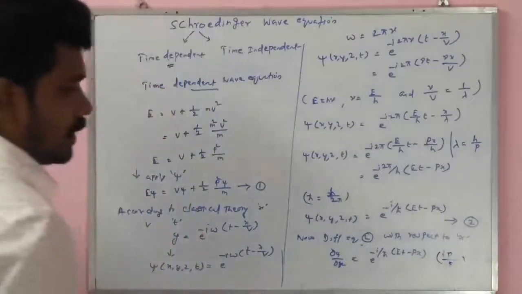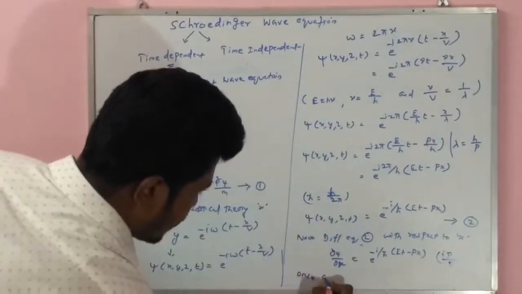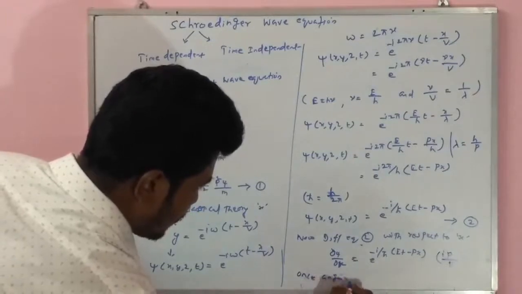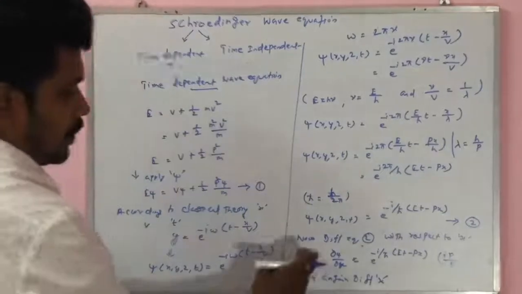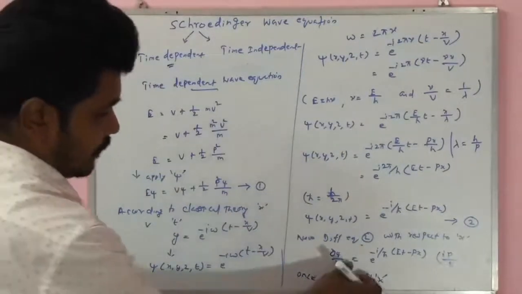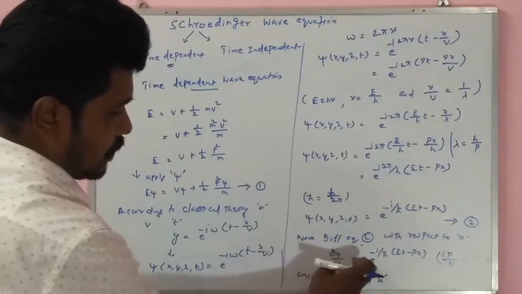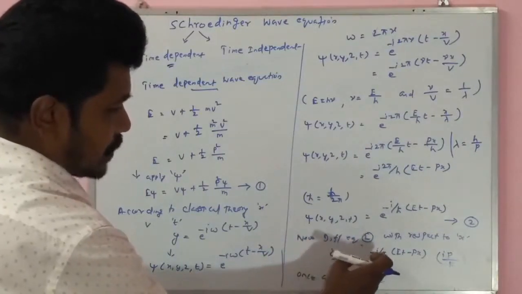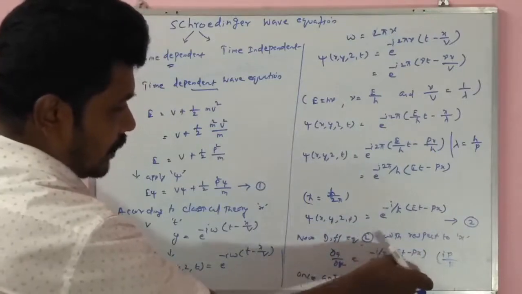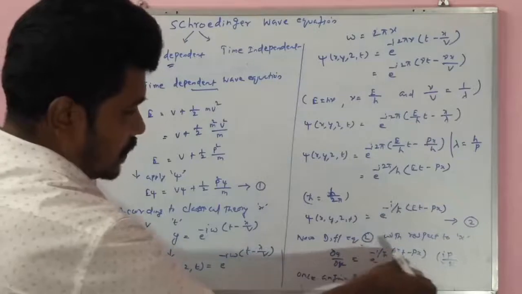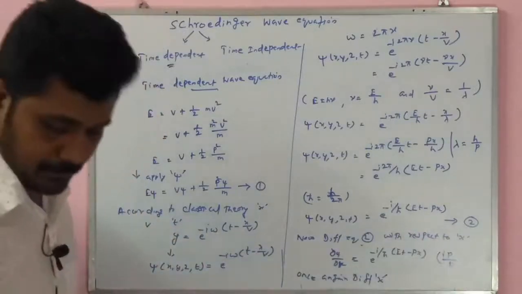Okay. Now once again differentiating with respect to x. So dou square psi by dou x square is equal to e power minus i by h cross into Et minus px, into the same factor, so in this case the value is i square p square divided by h cross square.